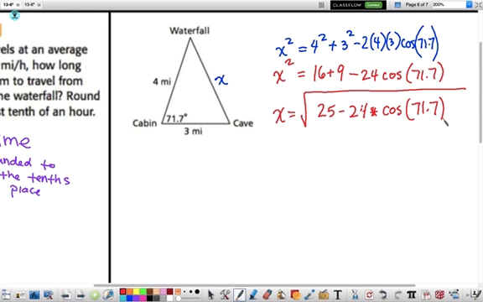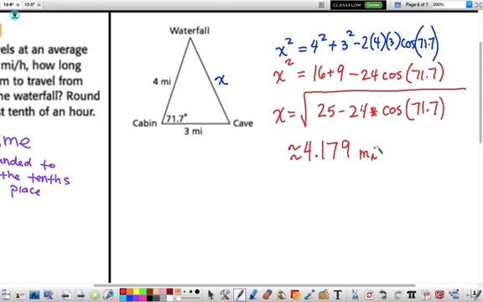I got 4.17. Did I do something wrong? Yeah, I got 4. Oh, and then you take the square root to get 4 point. Oh, right. 4.179. Yep. Roughly 4.179. They give us units, so make sure you include that.